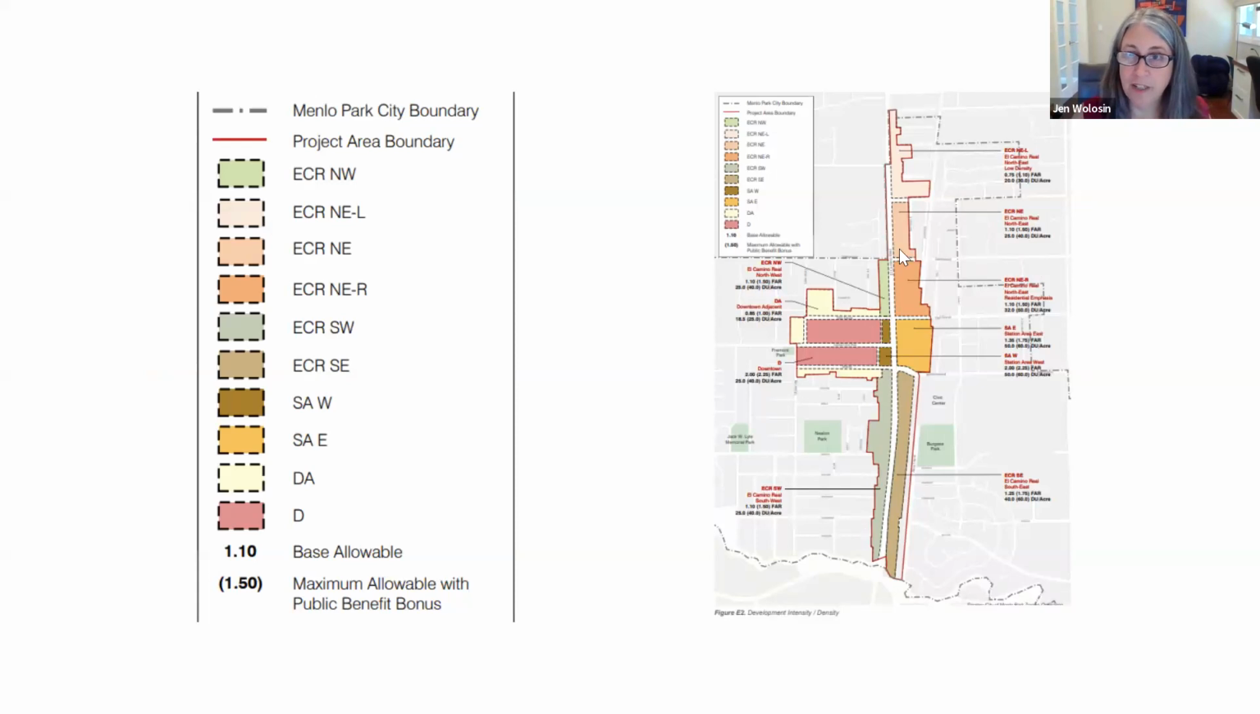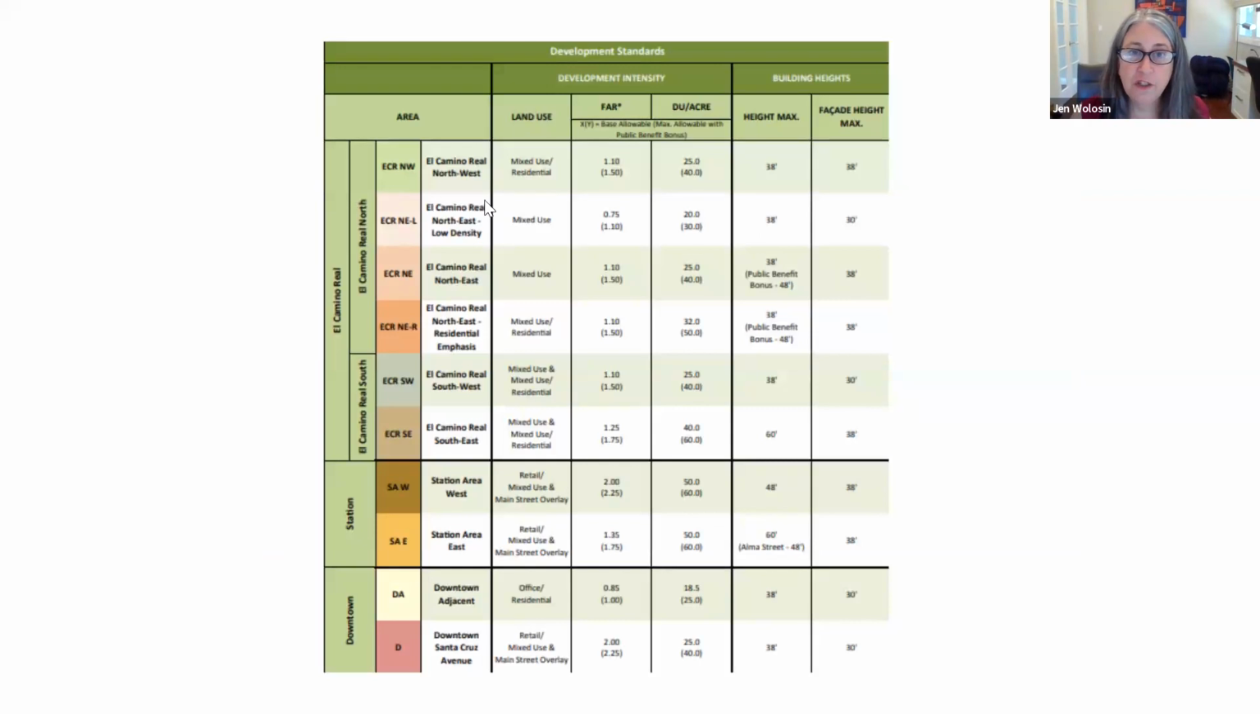Here's another picture of it, kind of showing that within the downtown specific plan, there are actually 10 sub-districts, meaning that there's different treatments happening in different parts of the El Camino and downtown corridor, and that each of these areas have different characteristics. This is a chart showing the 10 zoning districts of the downtown specific plan and what the different zoning development standards are, specifically the land use, the floor area ratio, the density per acre, and the heights.